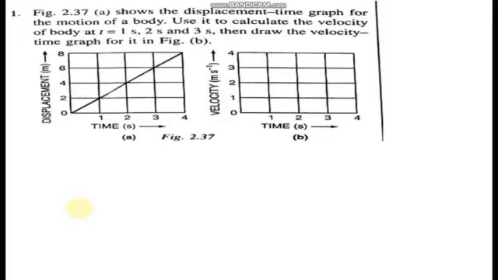Here students, come to the first numerical. In this numerical we are given the displacement time graph. You can see here the displacement and time. We have to use this graph to calculate the velocity of the body at time equal to 1 second, 2 seconds and 3 seconds. And then we have to draw the velocity time graph of it.